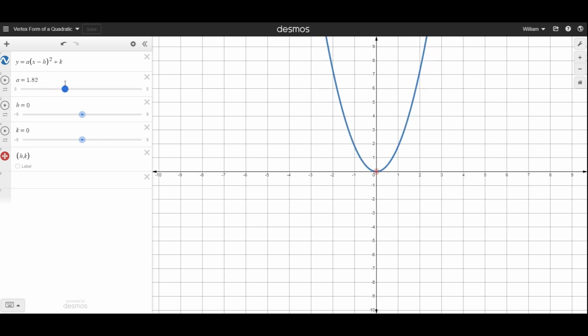So look at what happens to my parabola. You see how these edges here appear to be getting closer and closer to the y-axis? So this is called a stretch. A stretch would make the parabola more narrow.